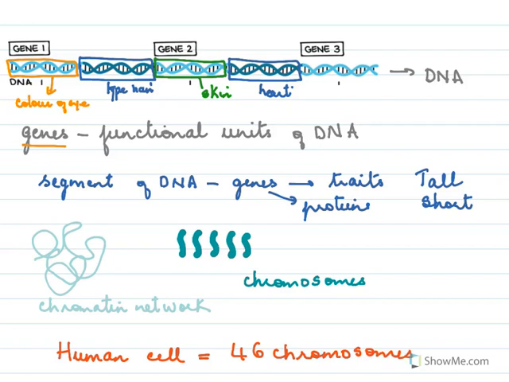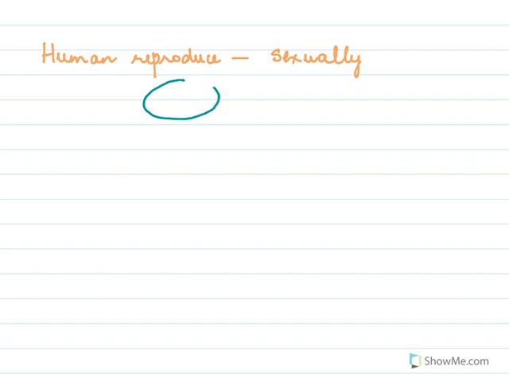Each human cell has got 46 chromosomes. We humans reproduce by sexual reproduction. And in sexual reproduction, we have the male gamete, which is the sperm. We have learned this in the earlier chapter. And we have the female gamete, which is the egg, fuse.